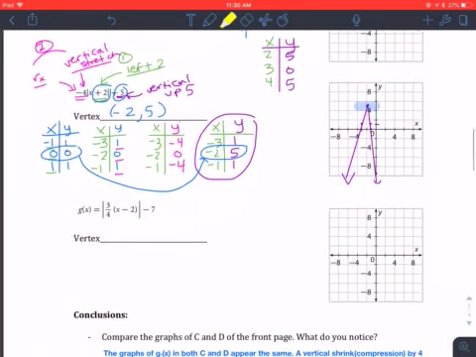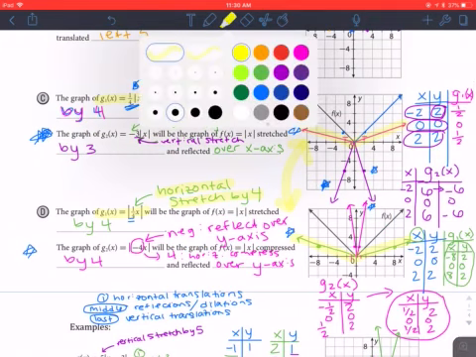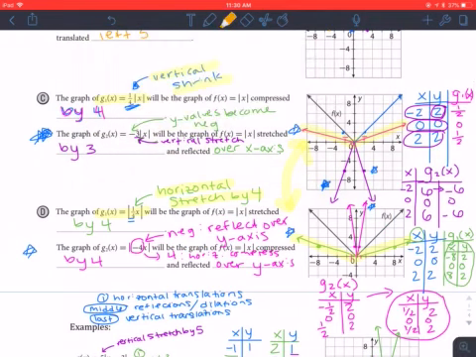Alright, so reflections. We're going to look at reflections. And in C and D is where we saw our reflections. I'm going to highlight using orange. So in C, we have a reflection right here with that negative. And that was the y values becoming negative. So remember, it reflected over the x-axis. And that was this purple graph here. So we get an upside down V shape.